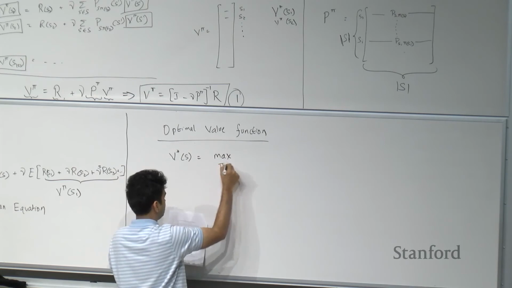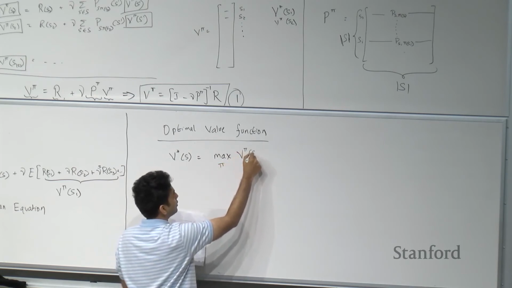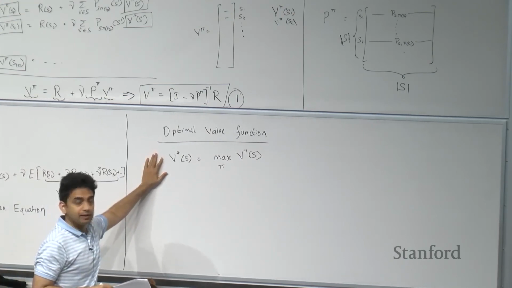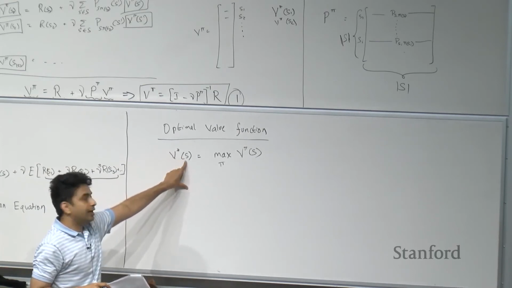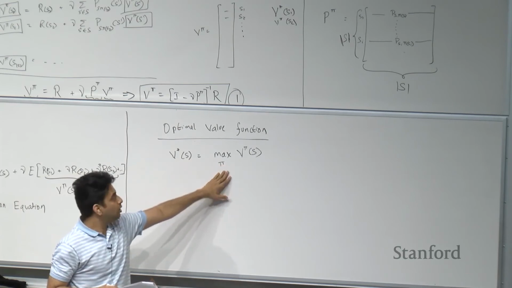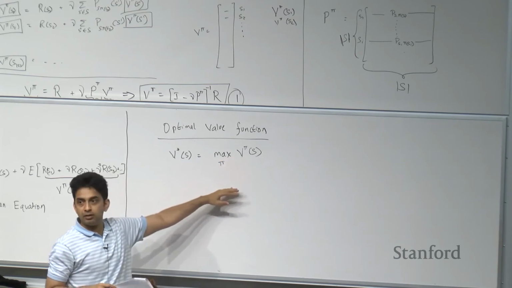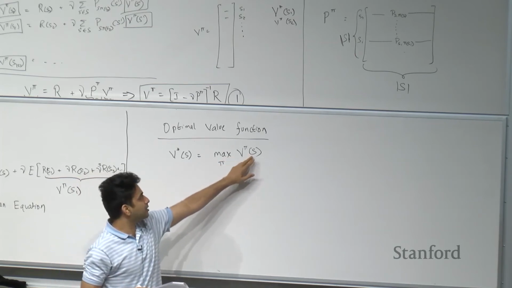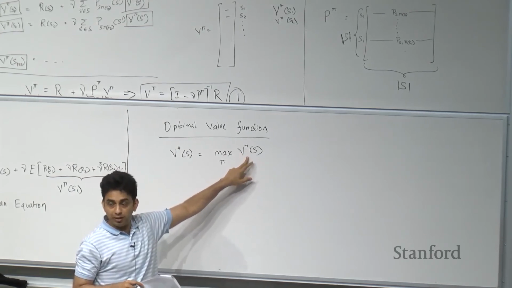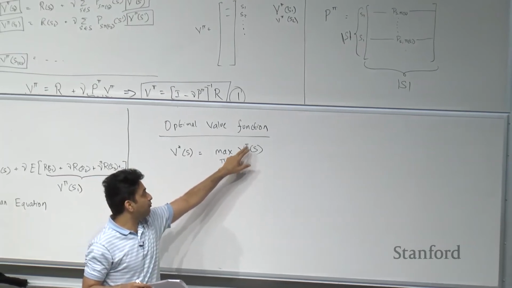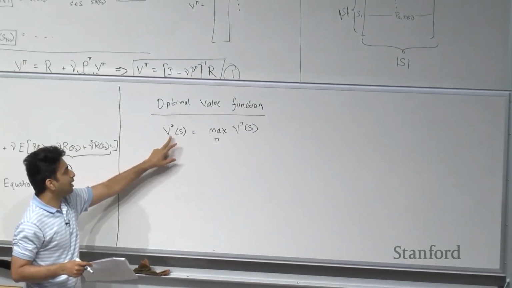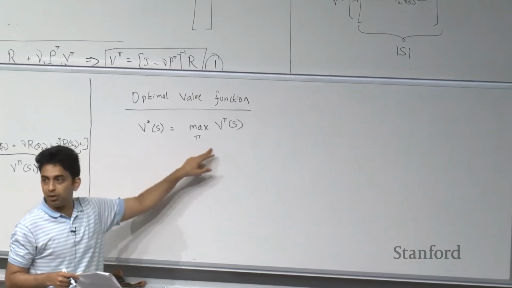max over pi of V pi of S. Right? So the optimal value function is defined such that if we are at a particular state, by choosing the best possible policy, what is the highest value that we can obtain? V pi of S tells us the long-term payoff, the expected sum of discounted rewards that we are going to get if we follow the policy pi. And V star of S tells us the maximum possible value that you can get across all possible policies pi.